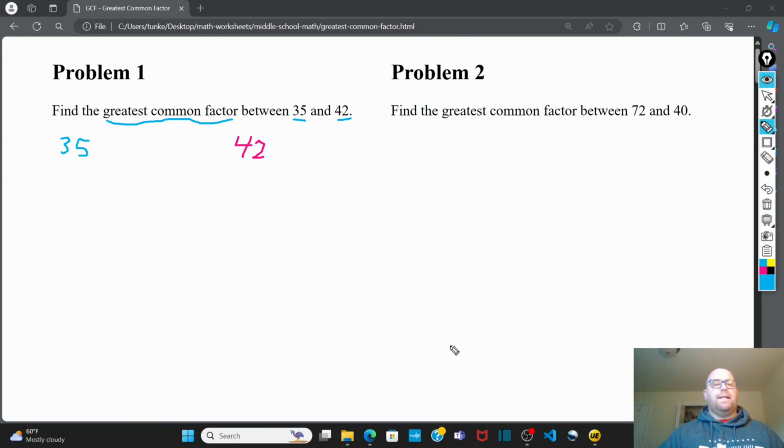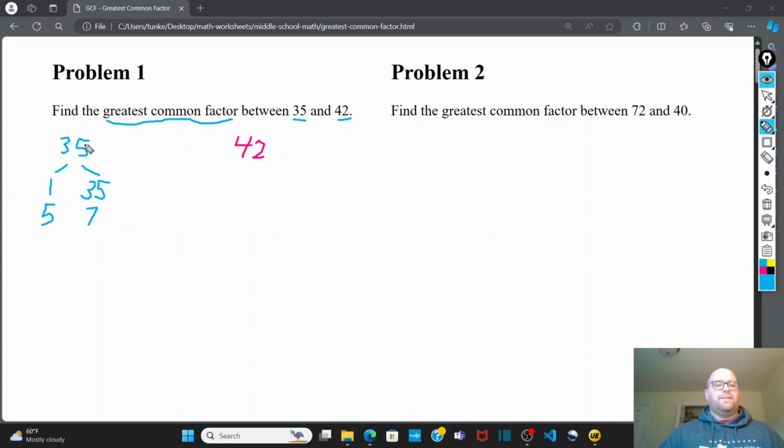Okay, so let's go ahead and start listing the factors of 35. Obviously 35 is divisible by 1, so we can do 1 and 35. 35 ends in an odd number, so it's not divisible by 2. 5 plus 3 is 8, therefore it's not divisible by 3. It's also not divisible by 4, but it does end in a 5, so it's divisible by 5. 35 divided by 5 is 7, so 5 times 7 will give me 35.